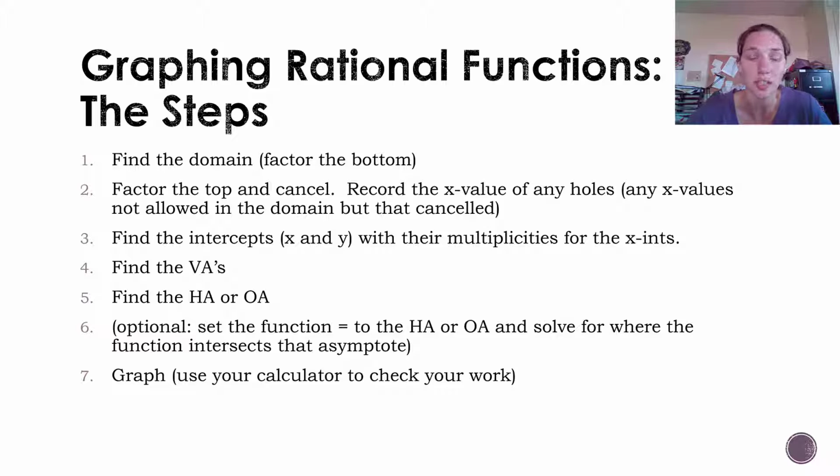You can set the function equal to your HA or OA and then solve for x to see if and when that function intersects your HA or OA, that asymptote. You don't have to do that. It just gives you another point to graph, kind of help out. And then graph it. Make sure that you have all of your dots in place and that you're connecting them in a way that makes sense, because your calculator can lie to you on this.